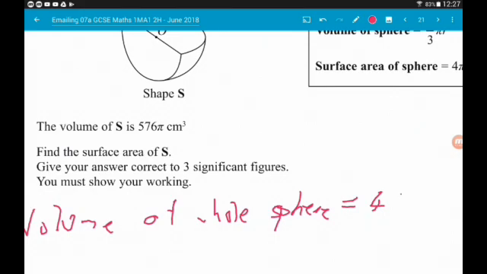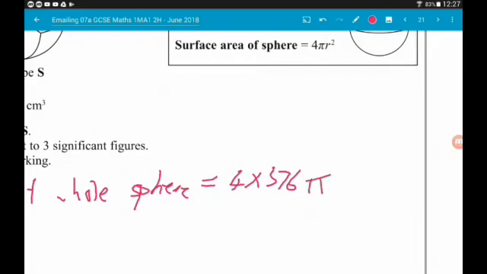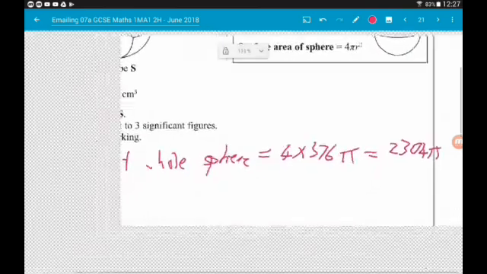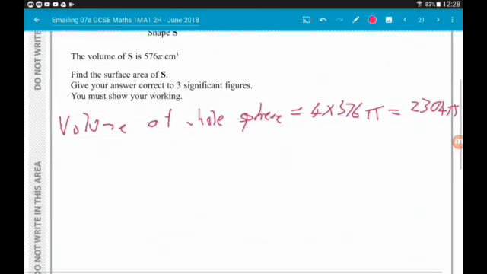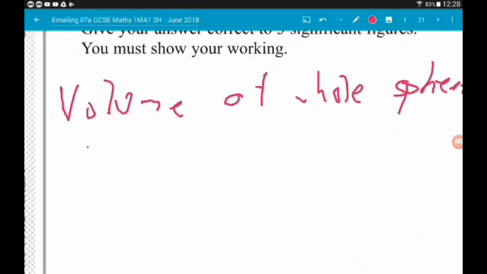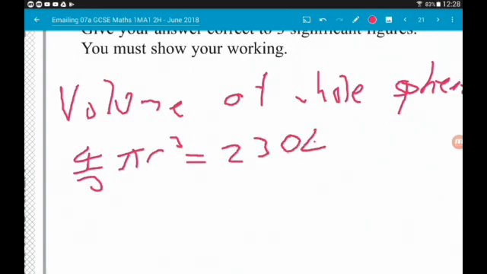So it's 4 times 576 pi. Now that gives us 2,304 pi. So if we had 4 lots of S, that would be the volume. Now, that's the volume then of a whole sphere. So what we can now say is that 4/3 pi r cubed is equal to 2,304 pi. So we now have a formula that's going to allow us to work out the radius of S.